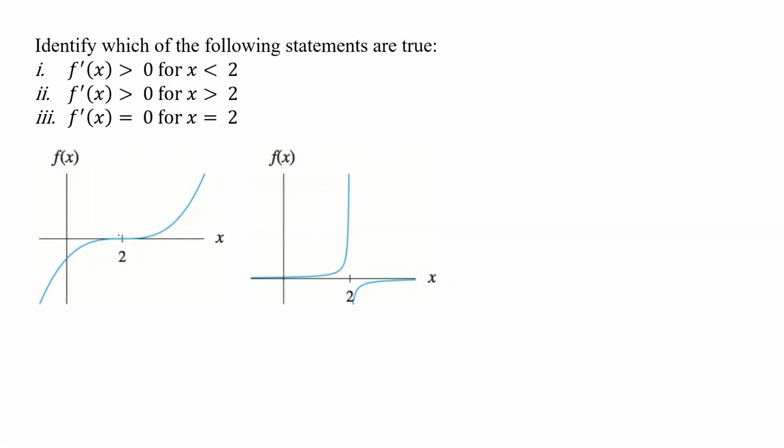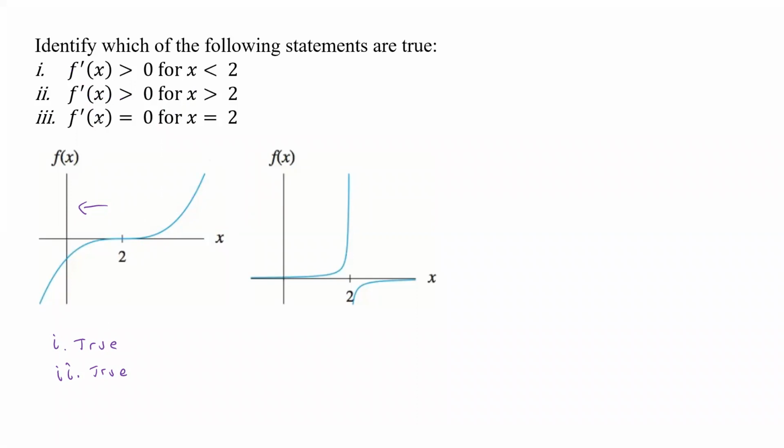So for less than 2, we're going to go on this side first. The derivative is positive. Well, if we think about that, if we take all these tangents, they're going to be equal to a positive number. So for the first one, that's true. What about greater than 2? It says it's also going to be positive. Well, again, it stays positive, goes to 0, then goes back to positive. So I would say that's true as well.